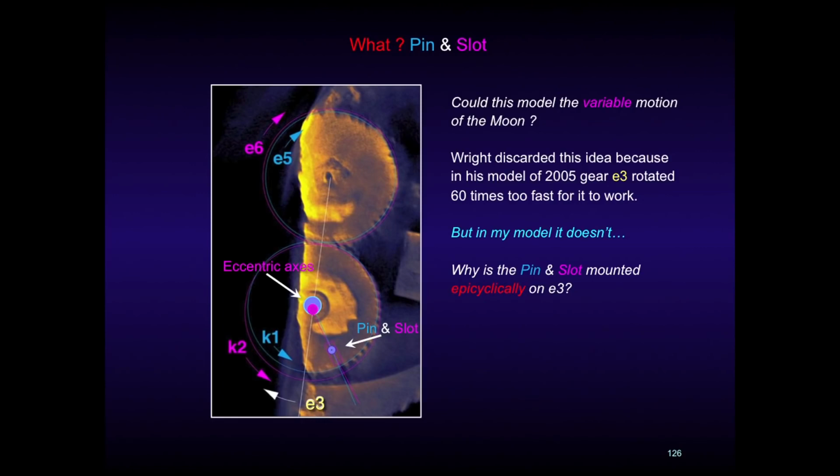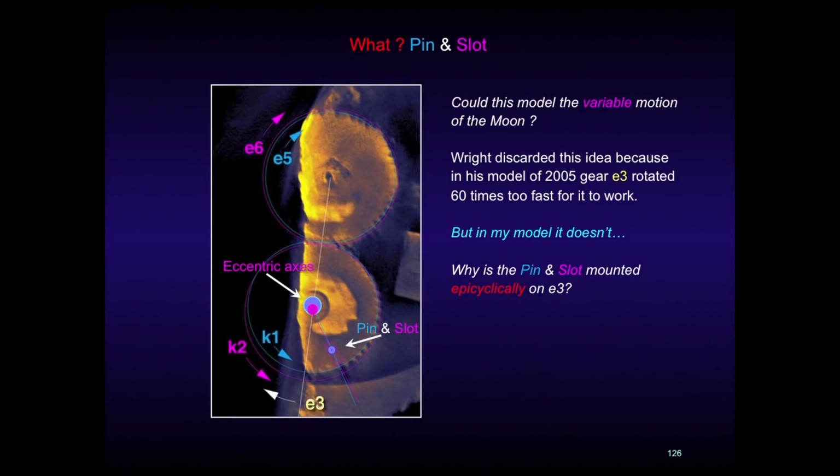Wright considered this in a rather throwaway paragraph in one of his papers, and he discarded the idea because in his model of 2005, this large gear E3 rotated much too fast, 60 times too fast, for this to work in any meaningful way. He rejected this idea for exactly the same reason that Price rejected the idea that E3 might have 223 teeth. The gear E3 turned much too fast.